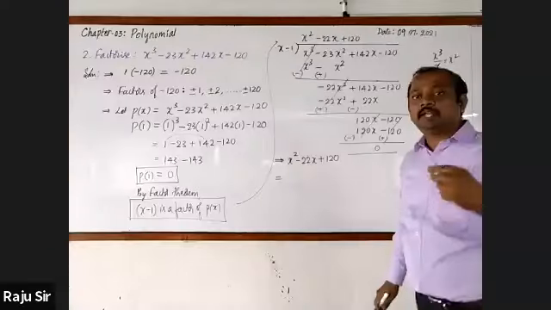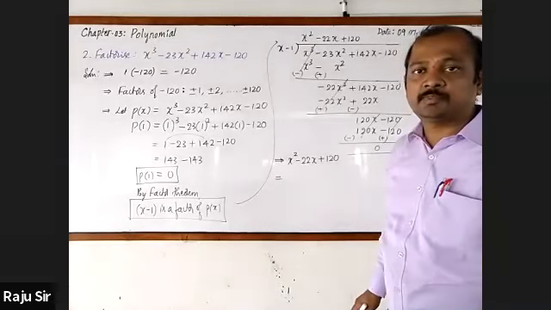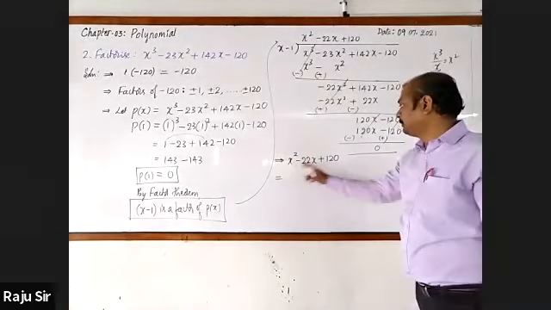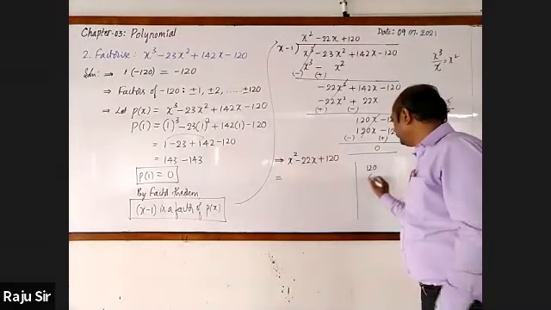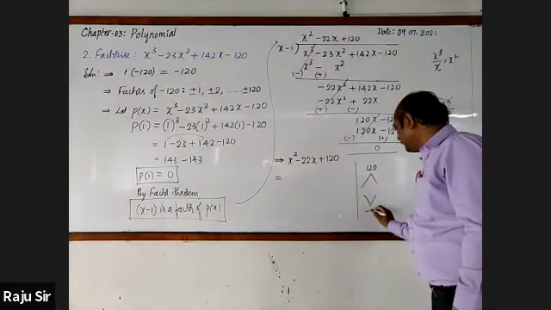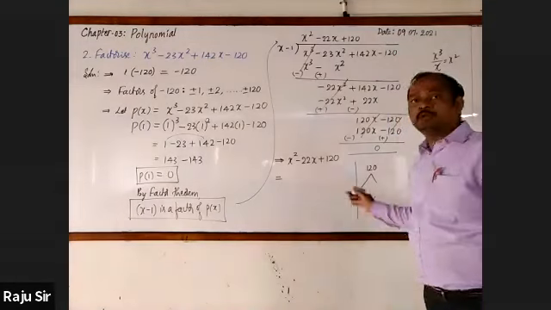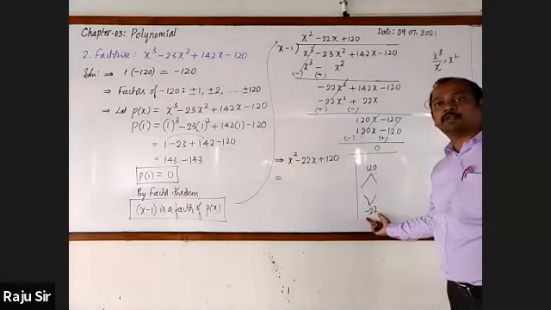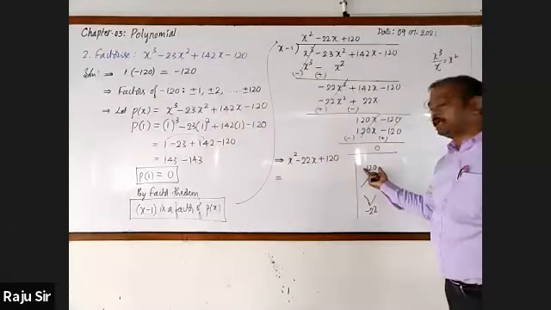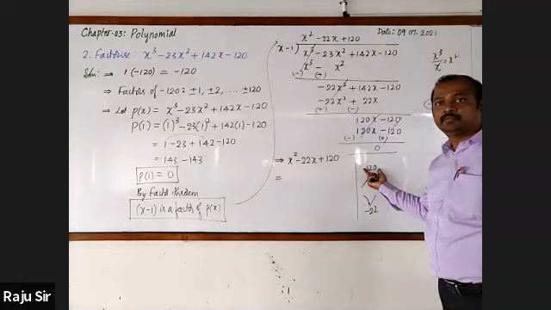Minus 12 and minus 10. By the time I ask you the question, in that time you can respond. Multiply the first and last term, it will be 120. And the middle term is minus 22. We have to choose the factors such that when you add them, you get minus 22, and when you multiply, you get 120.